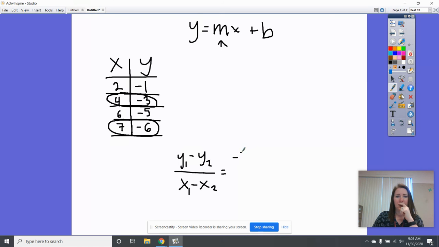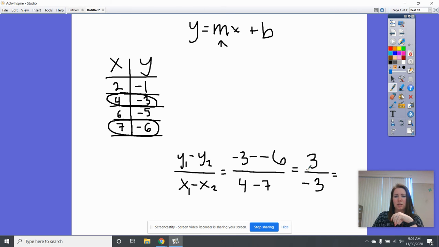So negative 3 minus negative 6, divided by, and now I subtract the x values, 4 minus 7. Negative 3 minus negative 6 is just 3. And 4 minus 7 is negative 3. Now I need to simplify as much as possible. 3 divided by negative 3: just 3 divided by 3 would be 1, but a positive divided by a negative is a negative. So negative 1 is my slope.